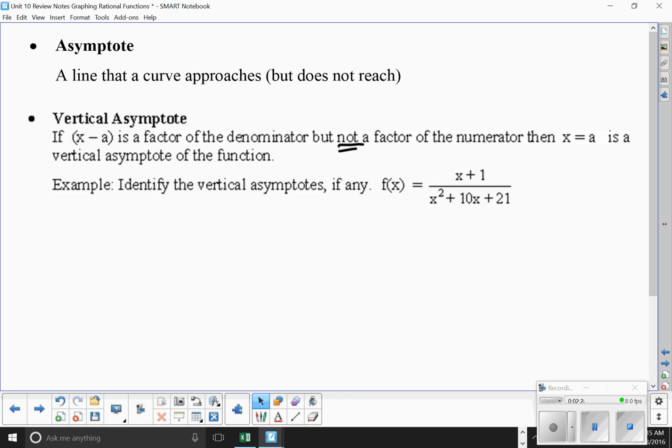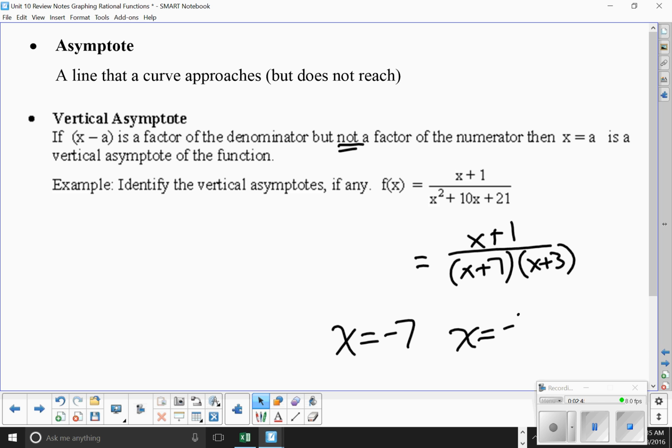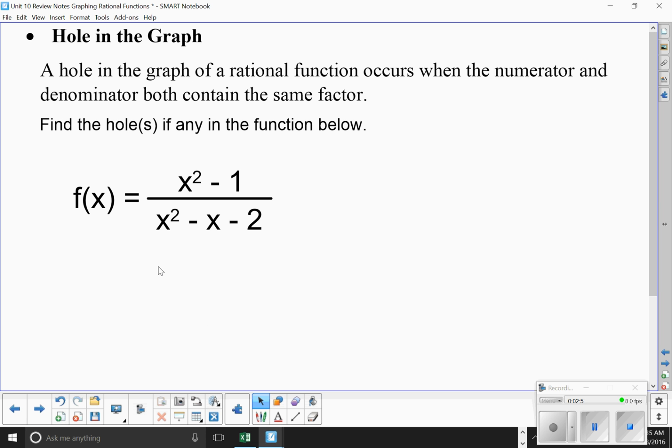So, again, the previous one, we've got x plus 1 in the numerator, x plus 7, x plus 3 in the denominator. My vertical asymptotes are x equals negative 7, x equals negative 3. These are my vertical asymptotes because those are the two things that x can never be for this function to exist.